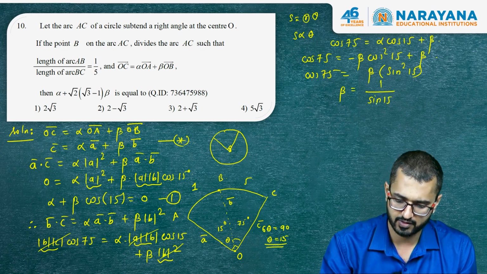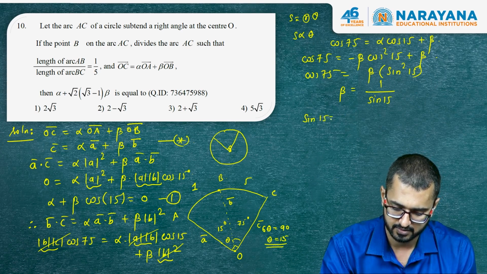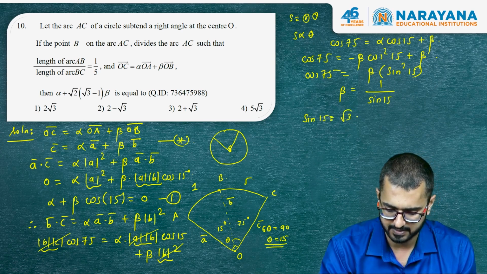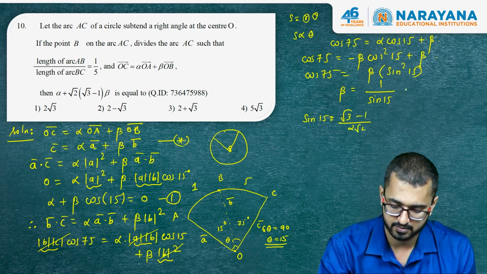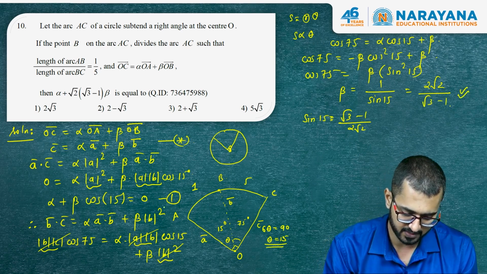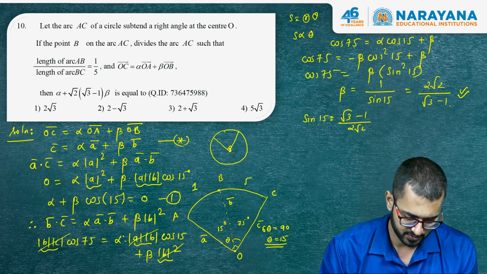So we need to know the value of sin 15. Sin 15 we know: it is sin of 45 minus 30, so root 3 minus 1 upon 2 root 2. So beta becomes 2 root 2 over root 3 minus 1. So that is my beta. And now we can use equation 1 to get the value of alpha. So let's use equation 1.